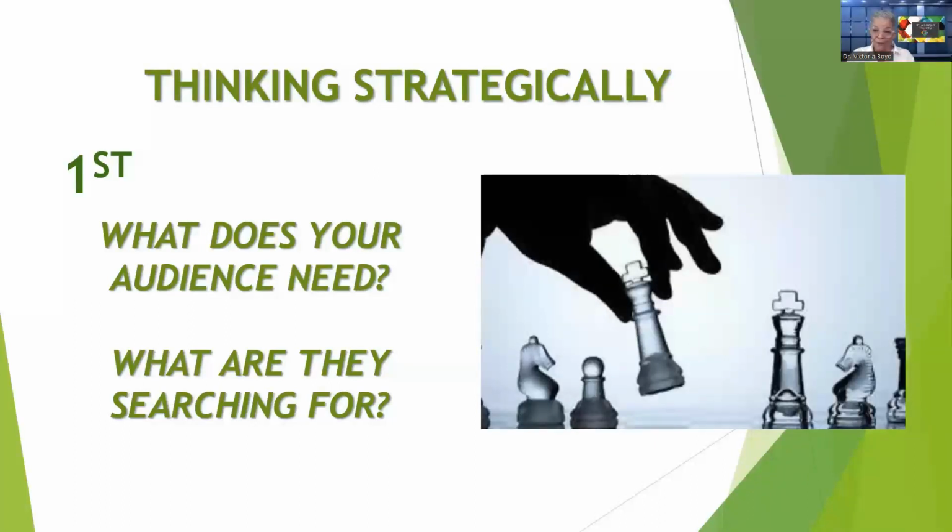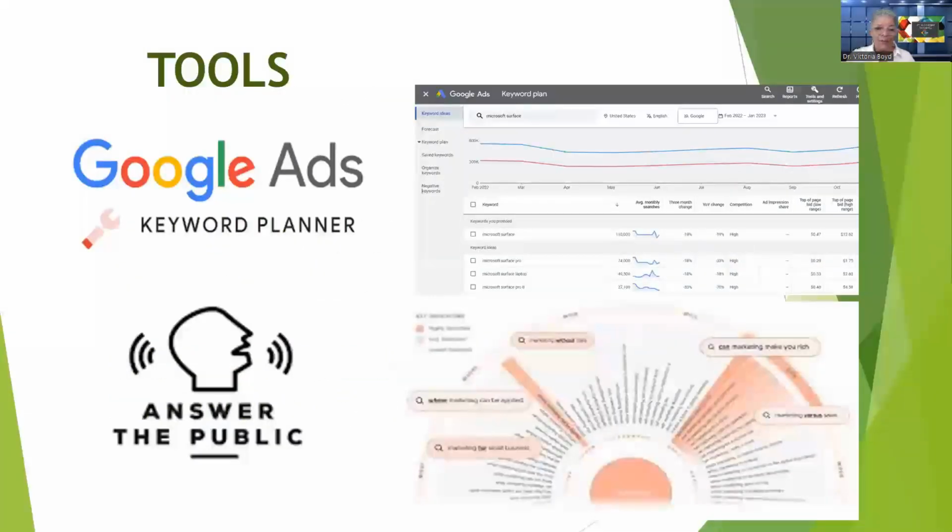So, thinking strategically, number 1, what does your audience need? Do you know what they need? Have you ever asked them what they need? What are they searching for? Do you know that? And there's 2 key tools that you can use to find that out. First of all, Google's ads provide you with a keyword planner. You can put in some keywords that you think that they're looking for, and it will give you a whole database. Now, once again, how to use this is a whole nother training. I just want to tell you about the tools that are out there that even Google Grant Best Practices recommends.